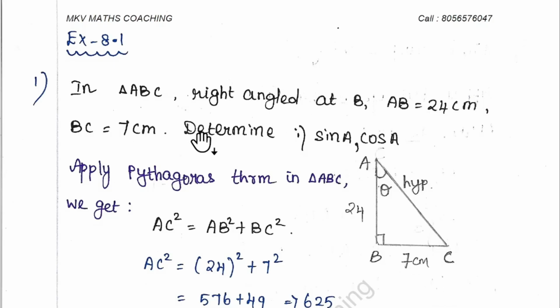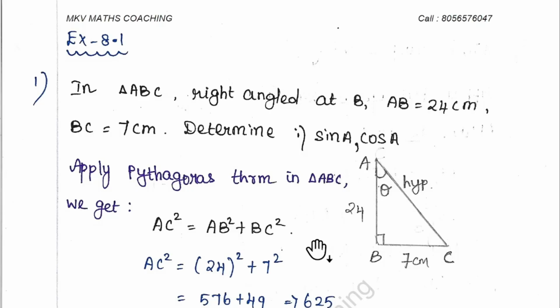If theta is not mentioned, you can either take A as theta or C as theta. Don't take B as theta, because B is always 90 degree, right? So try to take A and C as the theta. Any place you can take and calculate, it will always give the same answer. So I am taking A as the theta.